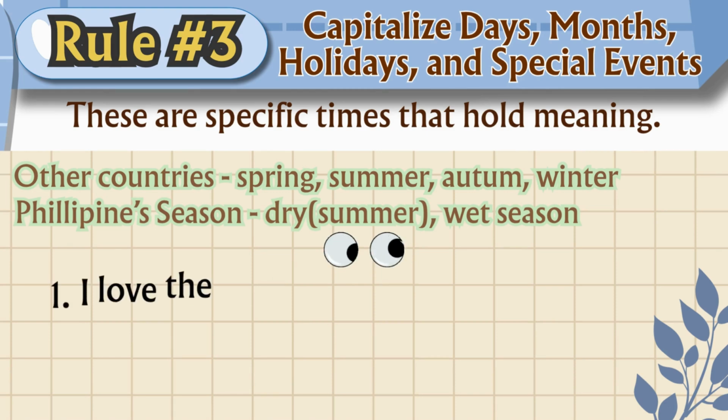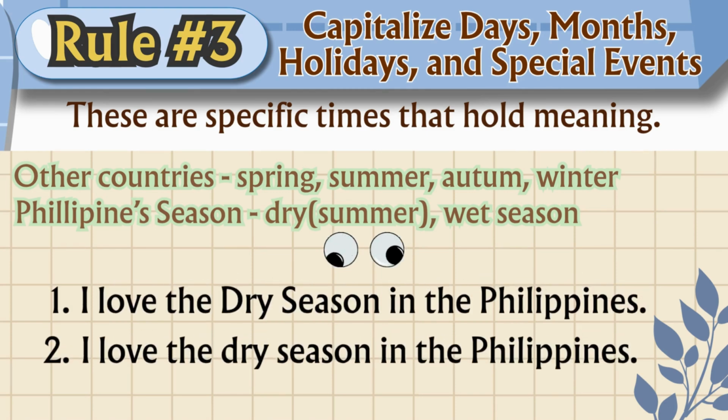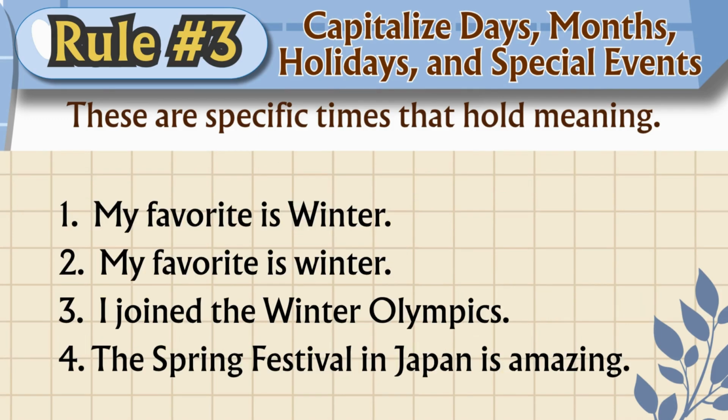Ready? Look at these examples. Which one is correct? Yes, number 2 is correct. Why? Because here, dry season is just describing the time of year. It's not a proper name or title. Now, look at the next set. Which one is correct? Number 1? Nope, it's only talking about the season, so it shouldn't be capitalized. That makes number 2 correct. What about number 3?